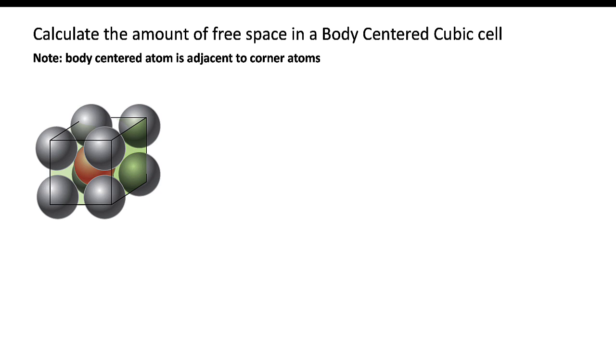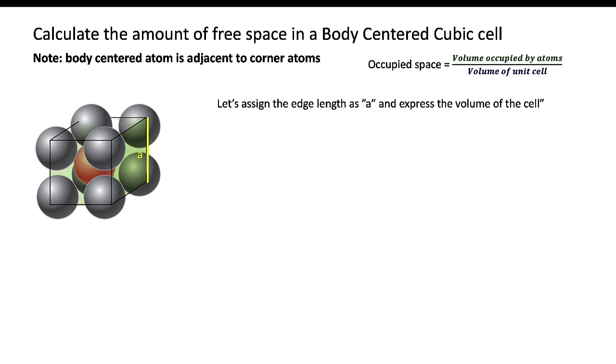All right, let's start to break things down a little bit. Let's remember that the occupied space is the volume occupied by the atoms divided by the volume of the unit cell. If we can calculate the volume occupied by atoms in terms of the cell edge length, we could just divide the two and get the occupied space. So let's assign the edge length as A. This is a very common variable to use for it, and we can express the volume of the cell. If the edge length is A, the volume of the cell is just length times width times height. It's going to be A cubed.